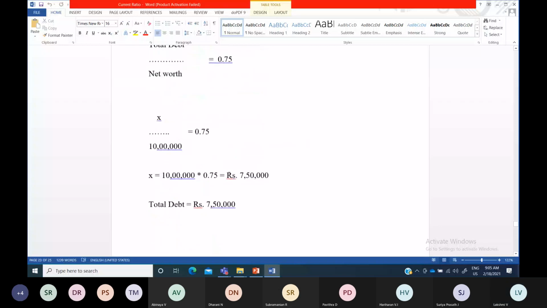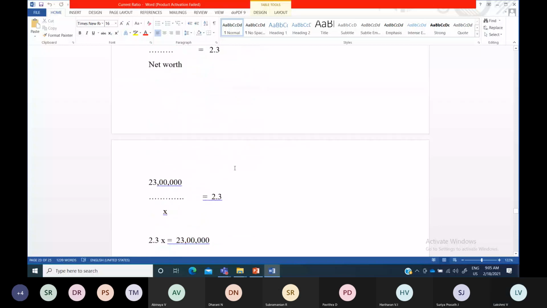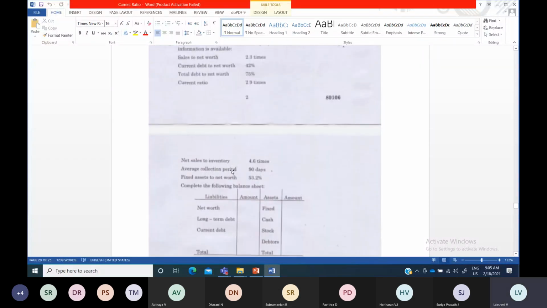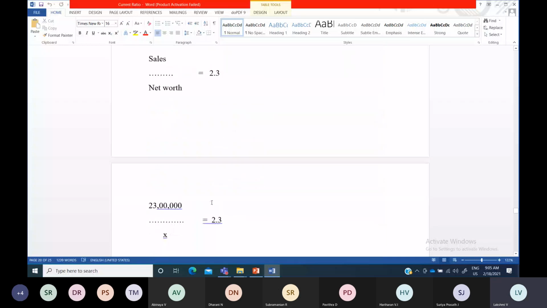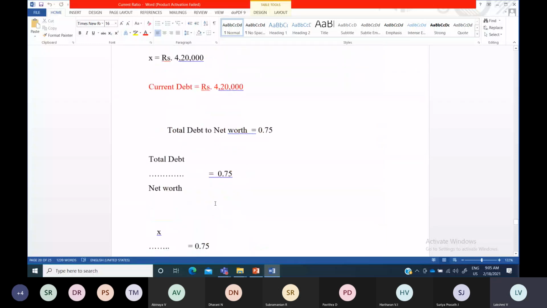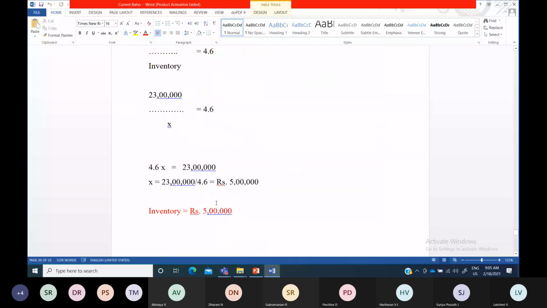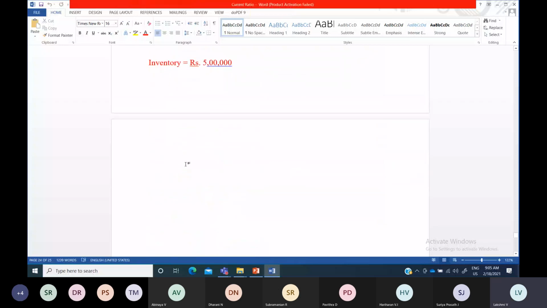Okay, so next we can move on to the average collection period, which was given as 90 days. So we can use this information and we can proceed further. So let me mention here, average collection period is given as 90 days.